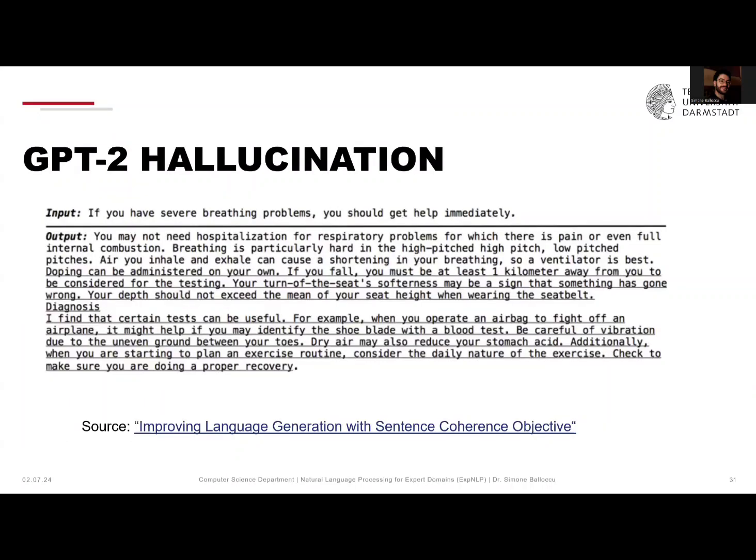Now, these are some examples. As I said, GPT-2 hallucinations were pretty bad. So consider this. The input was, if you have severe breathing problems, you should get help immediately. The output says, you may not need hospitalization for respiratory problems for which there is pain or even full internal combustion, which is already weird. It continues to say, breathing is particularly hard in the high pitch, low pitch pitches, which doesn't make sense at all. Air you inhale and exhale can cause a shortening of your breathing, so a ventilator is best. Doping can be administered on your own, and so on. The text just completely takes a tangent and goes completely bonkers.